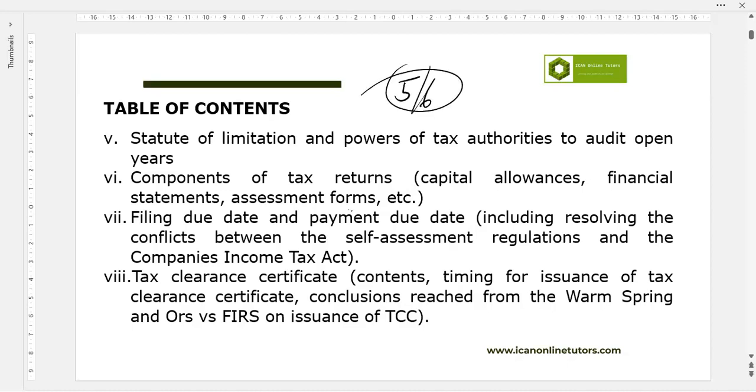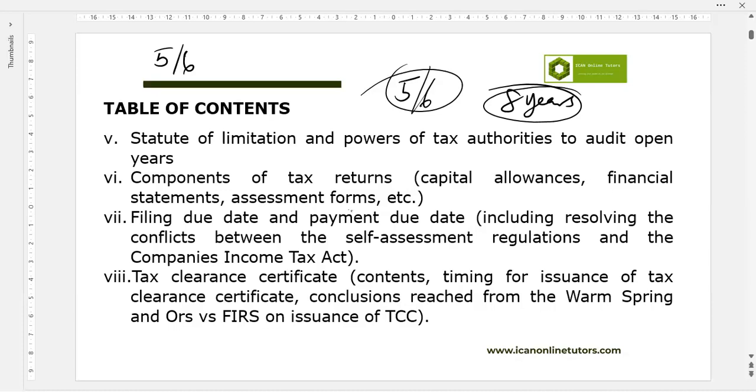It means that if your company has been in operation for like 8 years, and you have not received any tax auditors since you commenced, whenever they intend to audit your company, they can only audit a period of 5 to 6 years, starting from the immediate previous year.